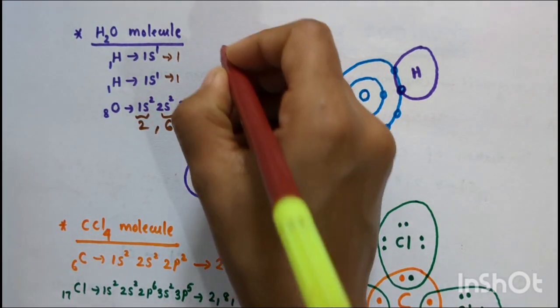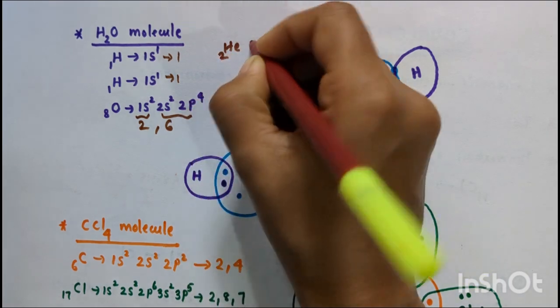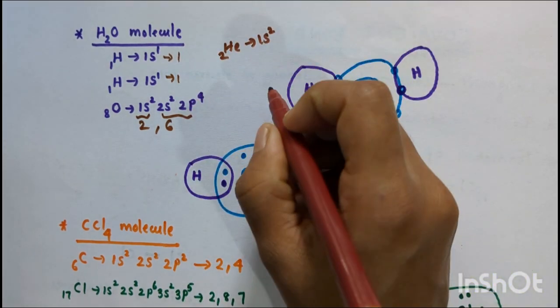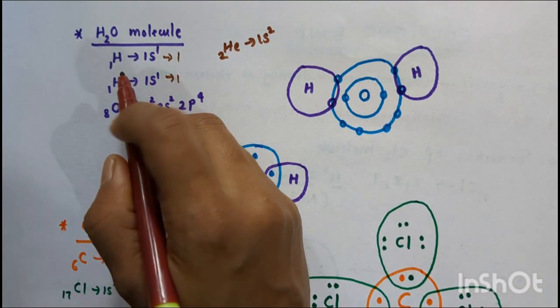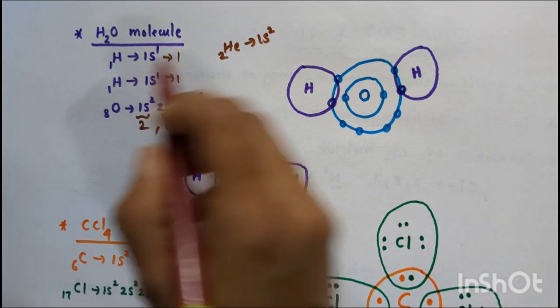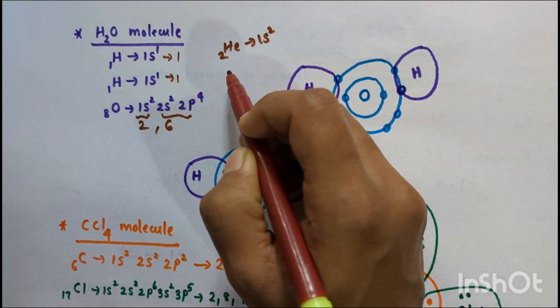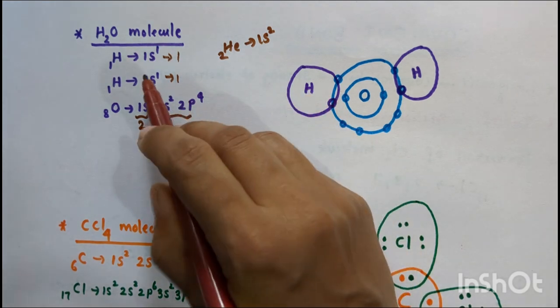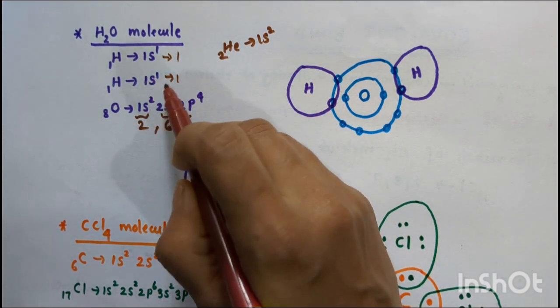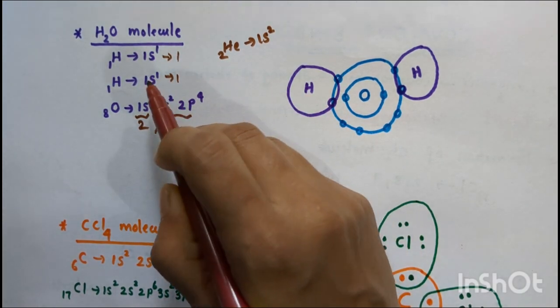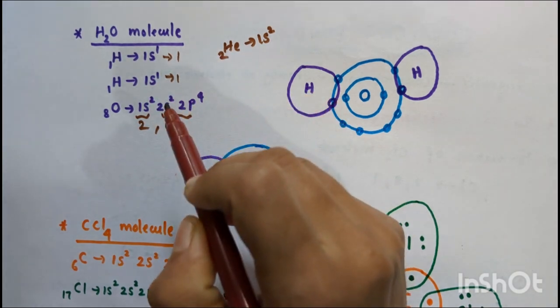For helium, its atomic number is 2, that is, it has a 1s2 electronic configuration. So if hydrogen gets one more electron, it will attain the helium configuration. Helium is a stable gas. So when hydrogen gains one more electron, it will attain a stable configuration just like that of helium.